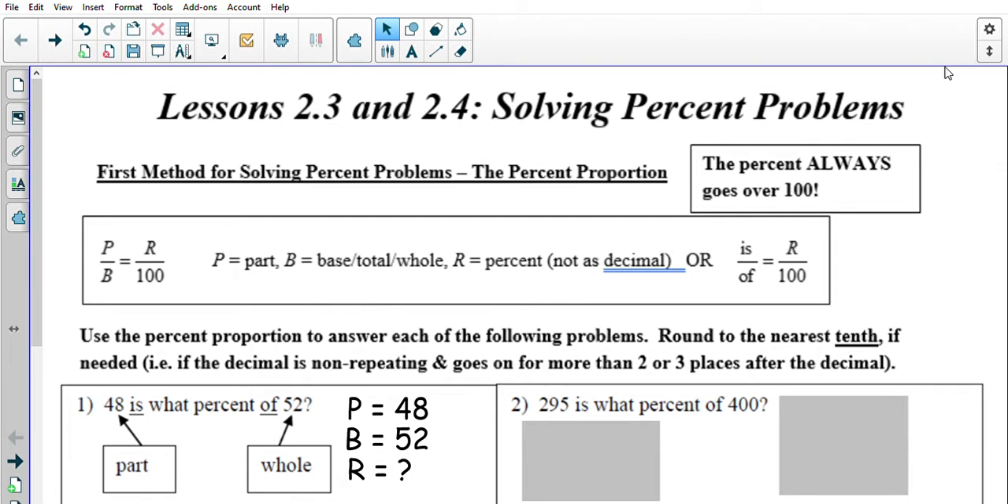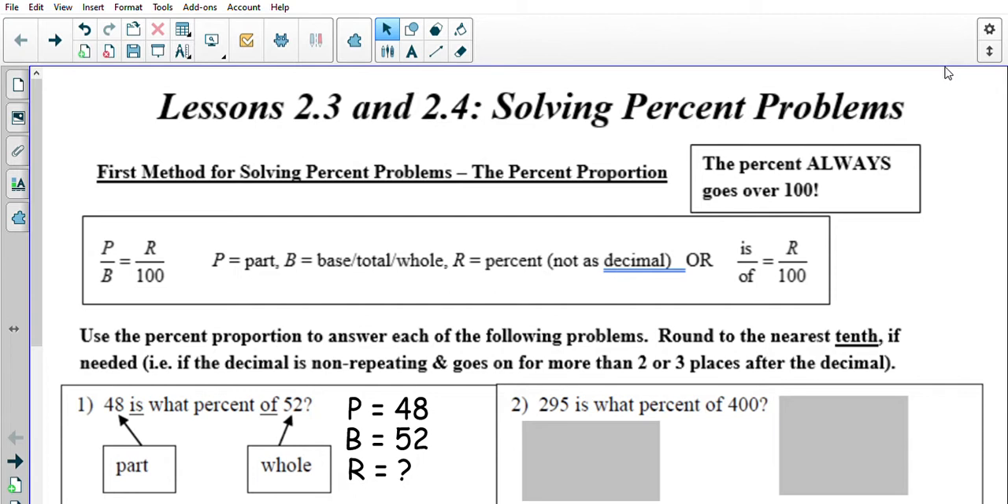Today's video comes from the lessons 2.3 and 2.4 guided notes on solving percent problems. This is going to be a pretty lengthy video. We're not going to accomplish all of this in one day during class, but I'm going to put it all in one video so it's all here together, and feel free to skip around to whatever you need.